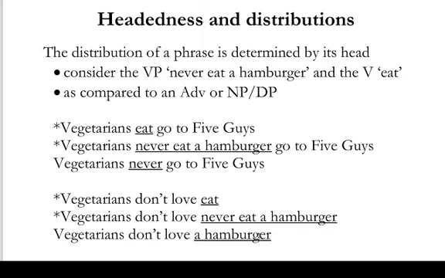But the determiner noun combination here is grammatical. Vegetarians don't love a hamburger, completely fine. So again, you can substitute in the phrase never eat a hamburger for the verb eat without changing the grammaticality or ungrammaticality of an English sentence, but you can't do the same thing for never eat a hamburger, substituting it for a hamburger. This is how we know that eat is the head of the phrase. This is what headedness is about in syntactic theory. It's ultimately about distributions.